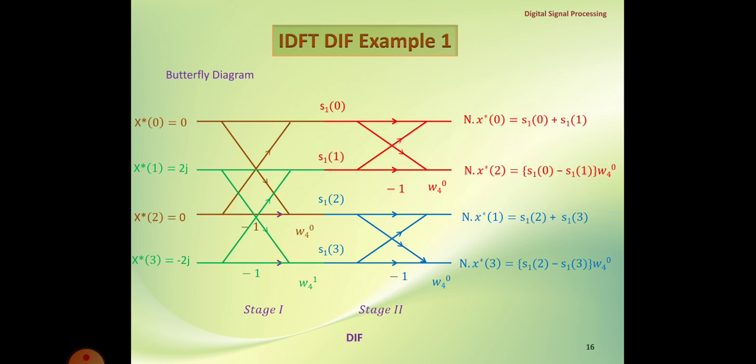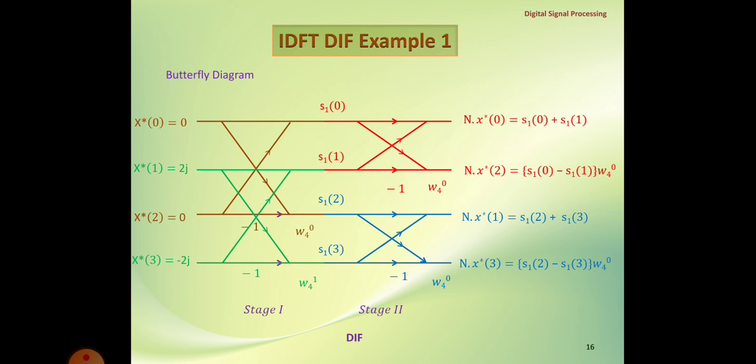This is the IDFT DIF butterfly diagram, or you can say flow graph. So the input is again the complex conjugate of the input sequence, but as it is a DIF, the input will be in natural order and the output will be bit reversed. As this figure shows, there are two stages. Each stage has two butterflies. The first stage has a single section of butterflies and the second stage has two sections of butterflies.